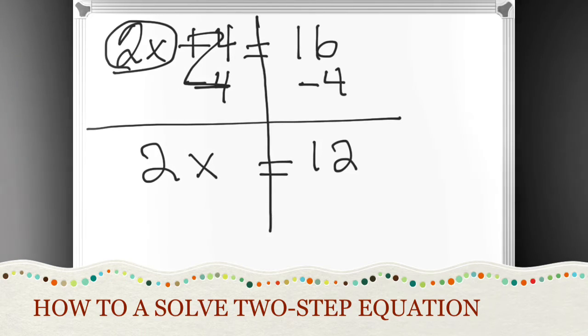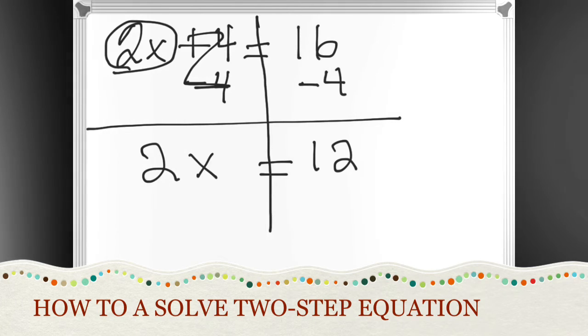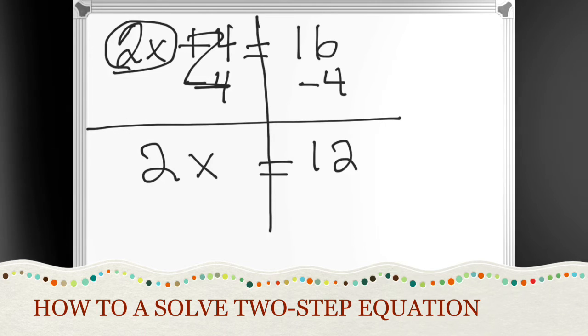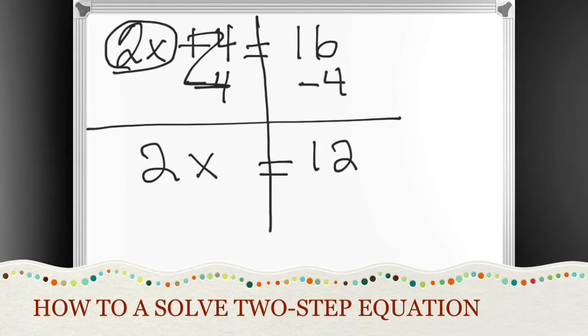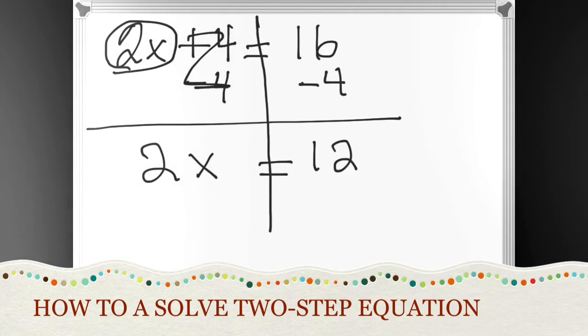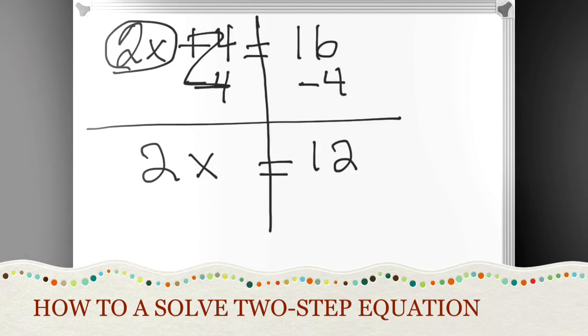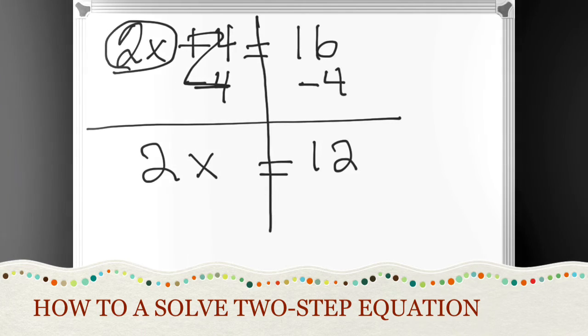Now we're going to do the second step. That's why it's called a two-step equation. Again, if the goal is to isolate the variable, now I want to get x by itself, I have to get rid of that 2. When I have a number next to a variable, that represents multiplication. So I have to ask myself, what's the opposite of multiplication? The opposite of multiplication is division. And I represent division with a fraction bar.